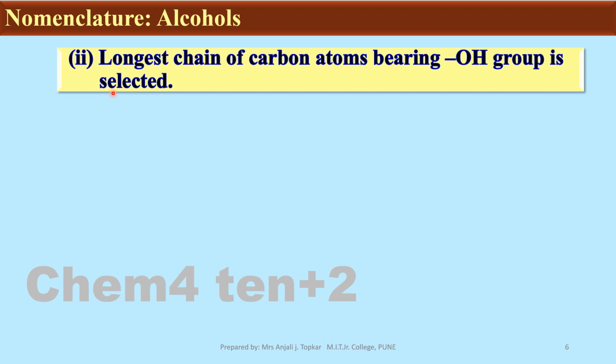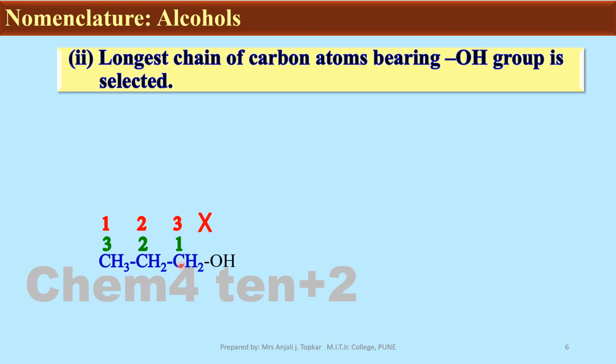Now let's understand the second point. Longest chain of the carbon atoms bearing OH group is selected. Let's understand it with an example. CH3, CH2, CH2OH. Here we find that it is numbered 1, 2, 3. We have selected the longest chain and we have numbered in this way. But this is not the correct way of numbering. Then how should we number the carbon atoms? This is the correct way of numbering.